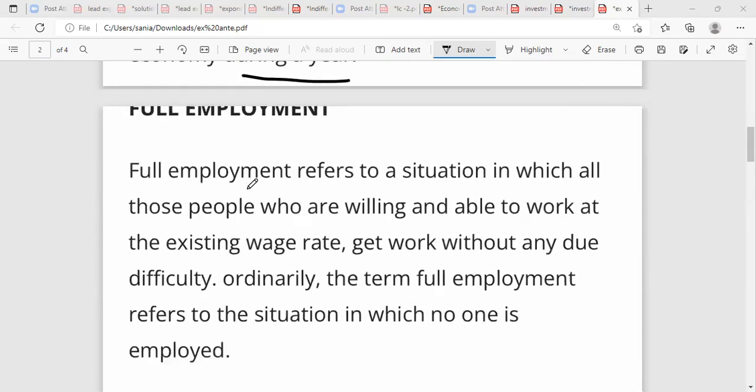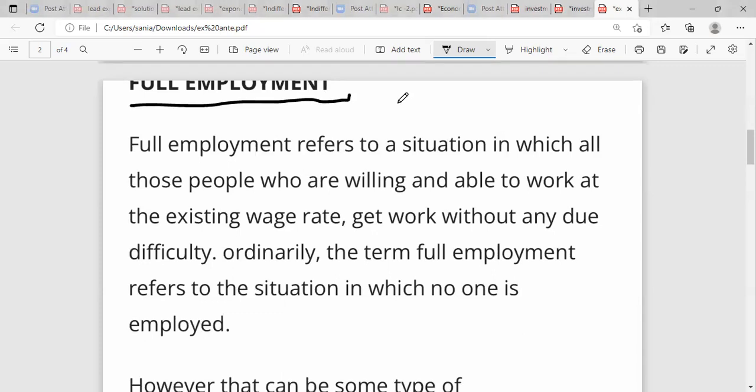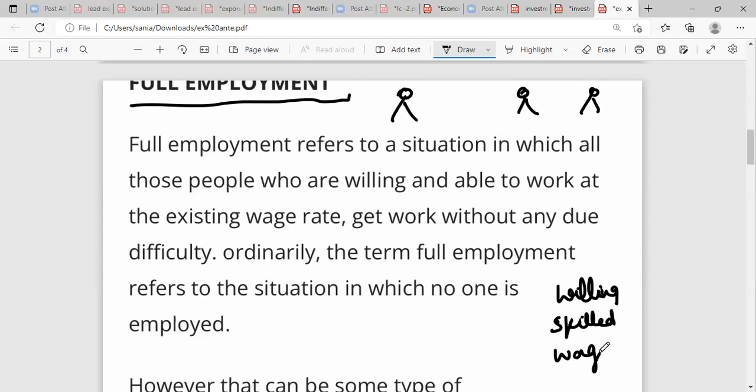Okay. Now, the next concept is full employment. This is very important. So what is full employment? See, there are three types of people in our economy. You have to understand three concepts. One, they are willing to work. Second, they are skilled enough that they can do that work. And last, at the prevailing wage. Wage means basically the salary. For example, if I don't want to work, that means I'm not willing to work.